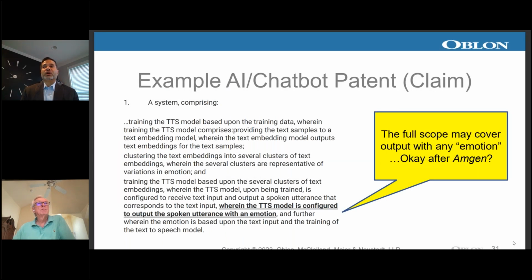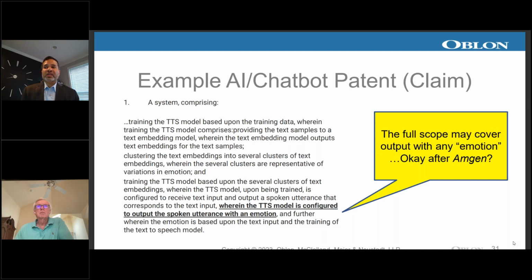So this is the actual claim that went with that patent, an actual patented claim, by the way. There's a lot in the claim, a lot of details about what they call the TTS model. That's kind of the AI aspect of this patent. But I want to focus on the bold underlined portion of the patent. When the TTS model is configured to output the spoken utterance with an emotion, okay? And that kind of jumped out to me, like especially after the Amgen decision.